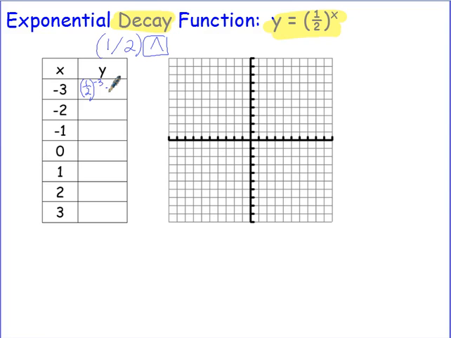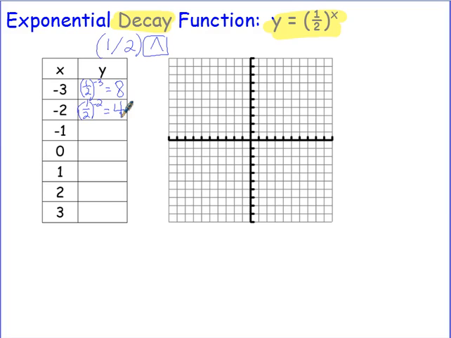So type this in again, parentheses 1 divided by 2 close parentheses to the power of -3. You should not get a decimal this time. You should get a whole number, and that whole number is 8. So let's do the next one. Parentheses 1 divided by 2 to the power of -2. You should get a 4. So go ahead, pause and finish your table, and then we'll see how you did.